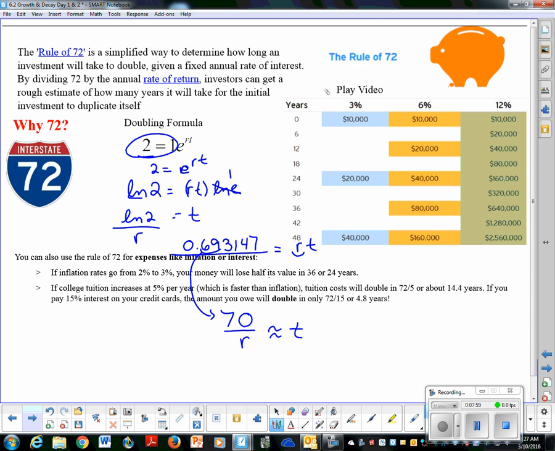And 72, why use 72? Well, 72 is a number that a lot of things go into. It has a ton of factors. 1, 2, 3 goes into it, 4 goes into it, 6 goes into it, 12 goes into it, 9 goes into it, 8 goes into it. A lot of numbers go into it. So it's a fairly nice number to work with.